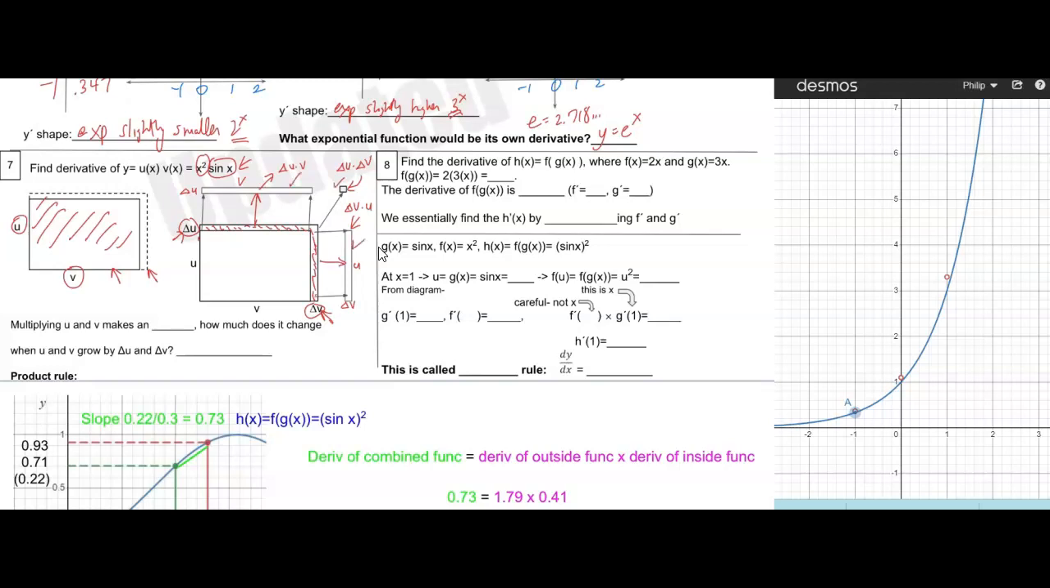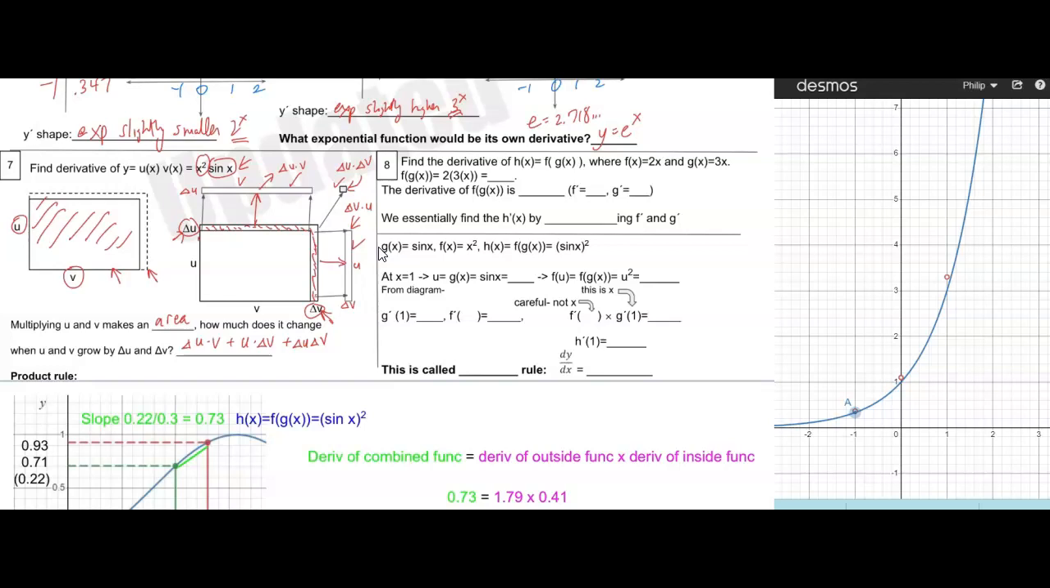Okay, now let's fill in some of these blanks. Multiplying u and v makes an area. How much does it change when u and v grow by delta u and delta v? Okay, so in principle, it grows delta u times v plus u times delta v plus this little tiny square, delta u delta v.